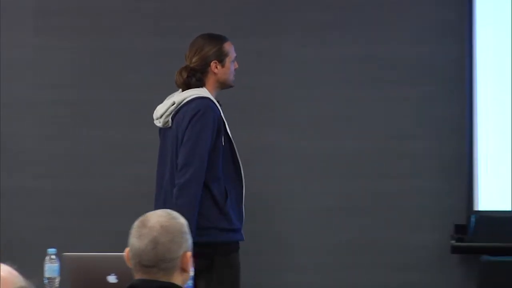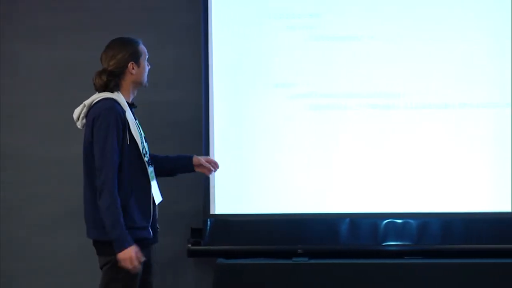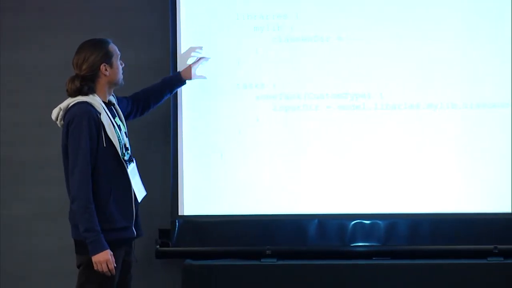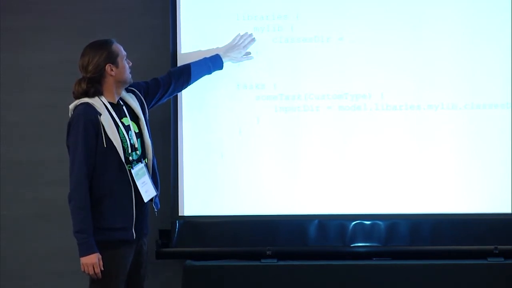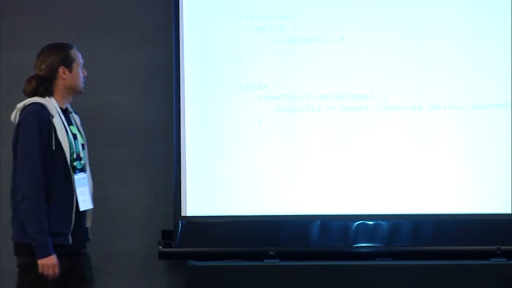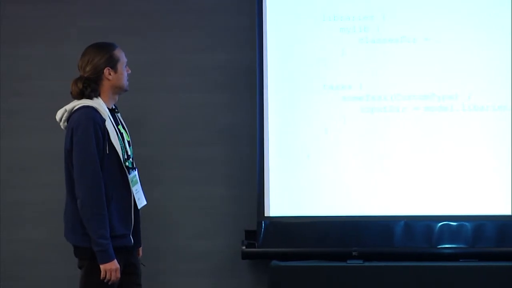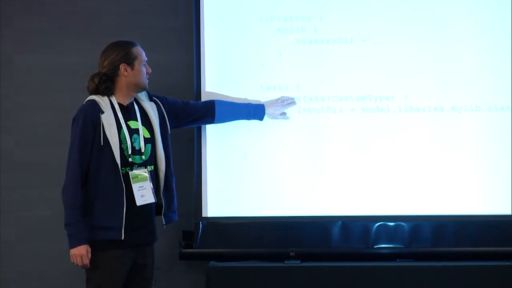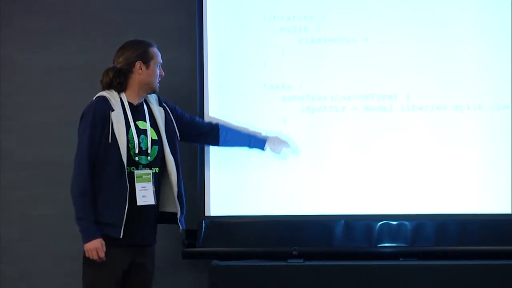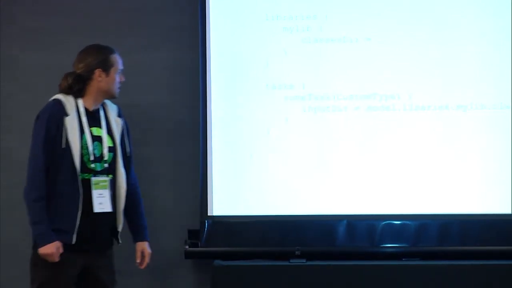So there's two pieces of build logic here, two build rules, or model rules. The first one here is a block of code that configures a library called mylib. And the second one here is a block of code that defines and configures a task, some task type, custom type.